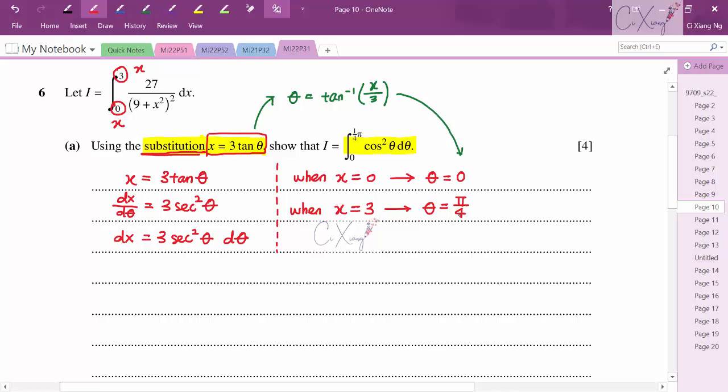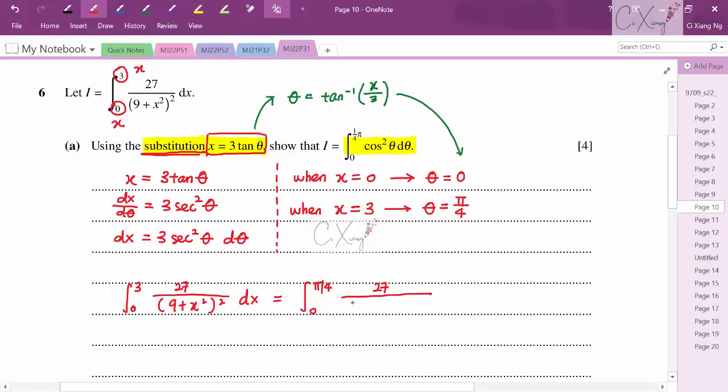Alright, so once we change the value for the limit and also we differentiate the x towards d theta, we can start to replace all our variable x into the theta. Alright, so this is what we have originally. I'm having 0 and 3, and then we are having 27, and then 9 plus x square dx. Okay, so first of all, I want to replace the limit first. So 0 to 3 will become 0 to pi over 4. 27, it is still a 27, it will not change.